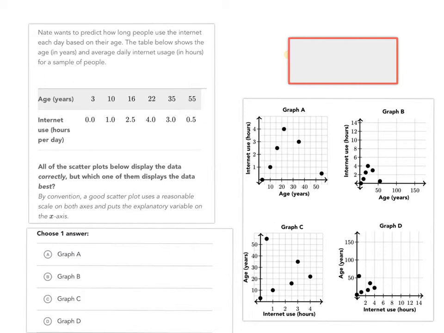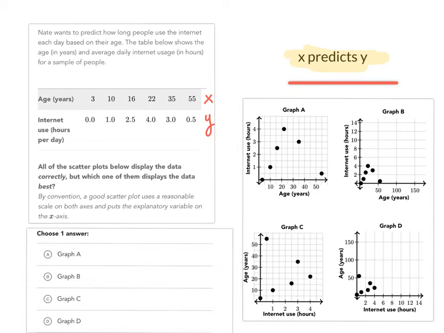Well, clearly, age is our x variable. This is going to be our independent variable. In this case, we're trying to see, is there an association between how old you are and how many hours you spend on the internet? So x predicts y. Just a reminder, keep that in mind, x predicts y. That's our fundamental principle. So this prompt goes on to tell us all of the scatter plots below display the data correctly, but which of them displays the data the best?